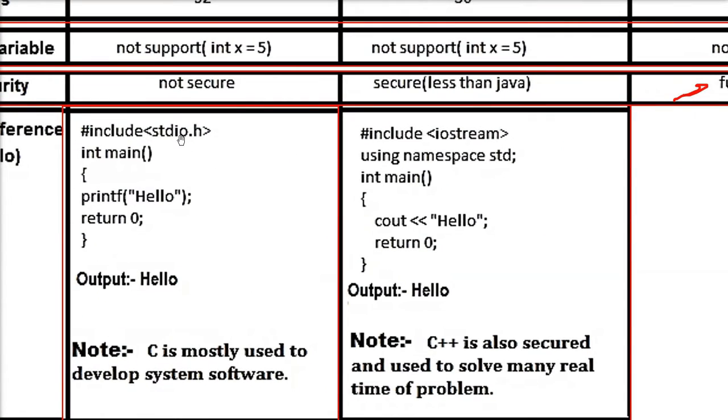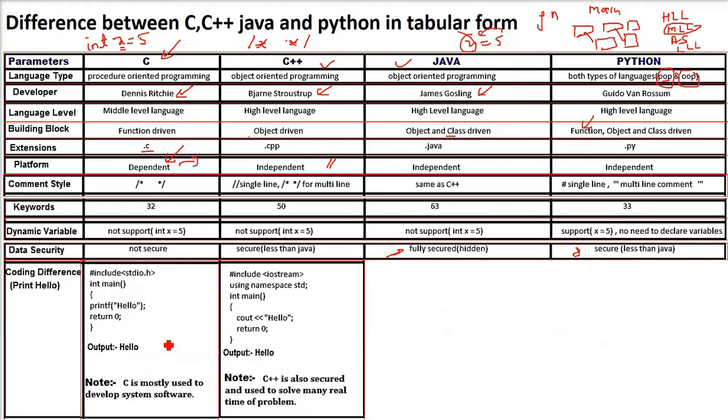Now coming to the C++ program. See, this was stdio.h, and here we are using iostream. You don't need to use .h. Using namespace std is used for avoidance of name collision. Then we have int main. In place of printf, we use cout. C++ is also secure and used to solve many real-time problems.